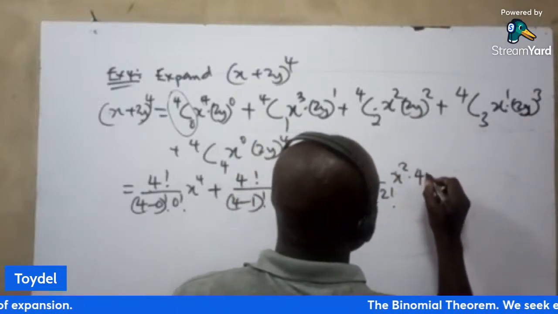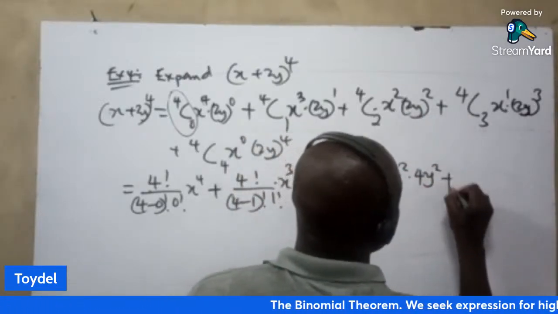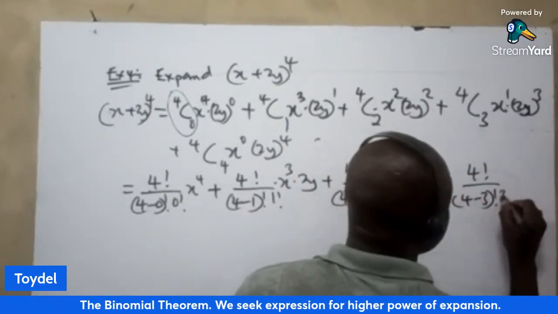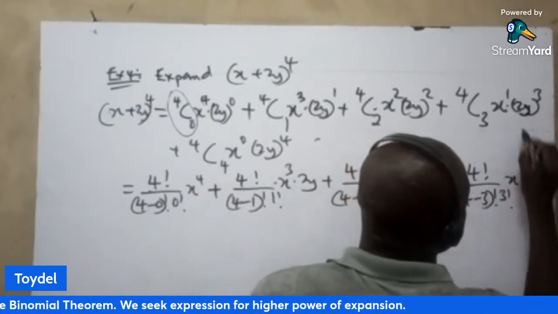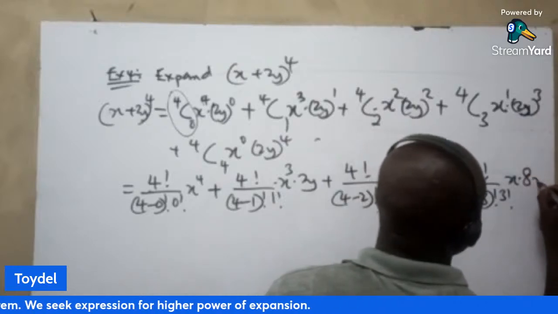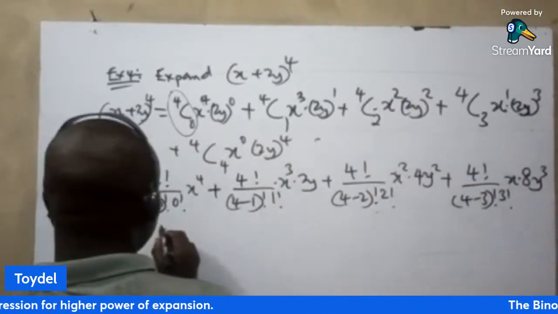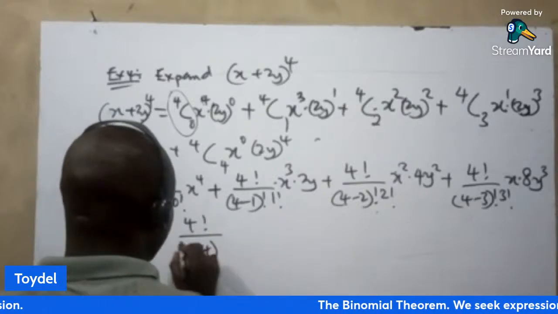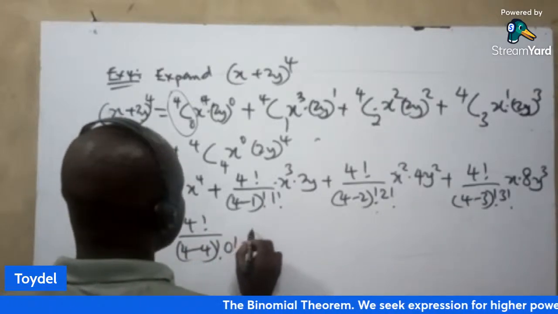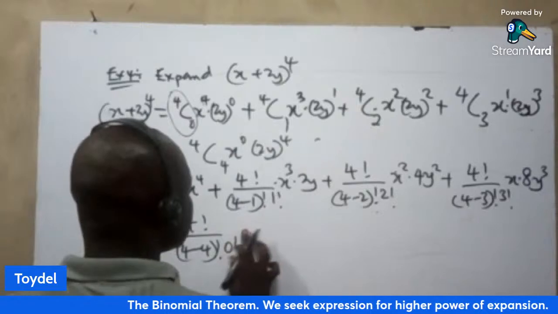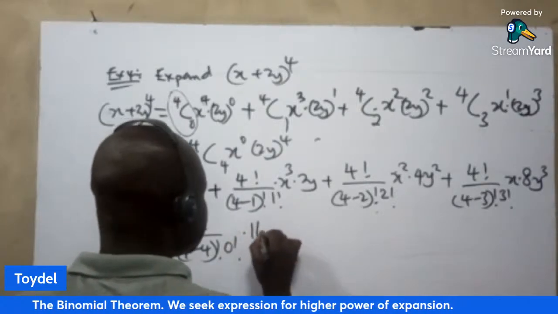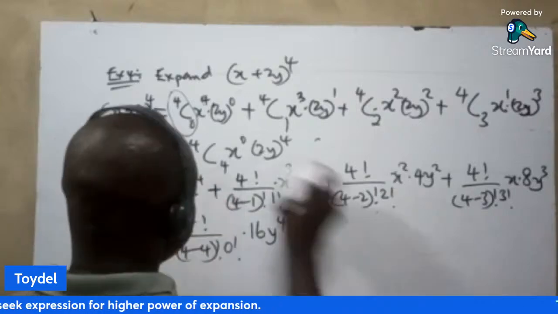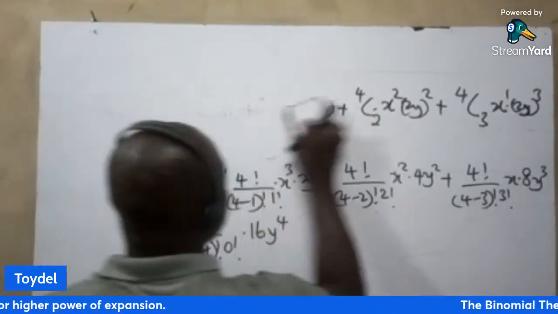that is 4y squared, plus 4 factorial all over 4 minus 3 factorial, 3 factorial. 2 in 3 places, that will be 8y cube. Then lastly, we have plus 4 factorial all over 4 minus 4 factorial, 0 factorial. We have s, anything raised to power 0 is 1. Then this will be multiplied by 16y raised to power 4. So from here now, we have been able to expand this. So from here now, what do we get?